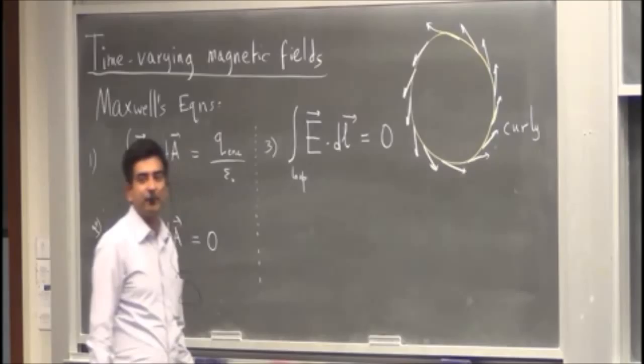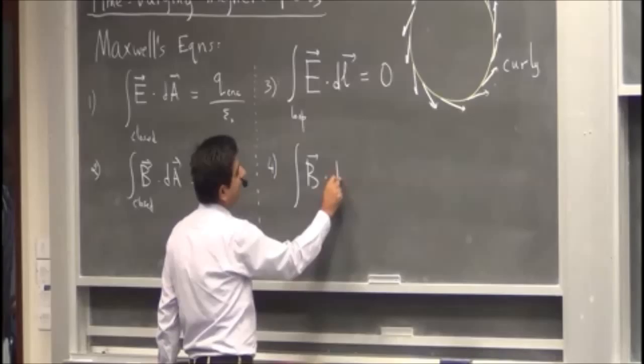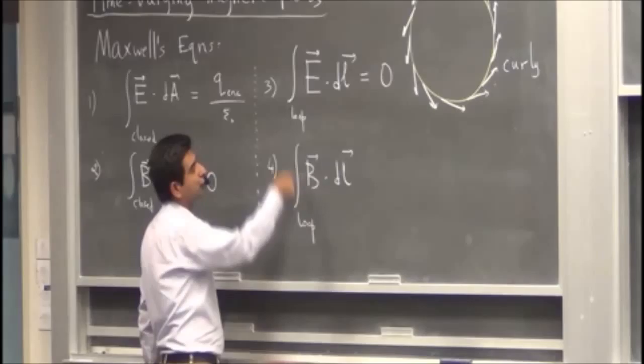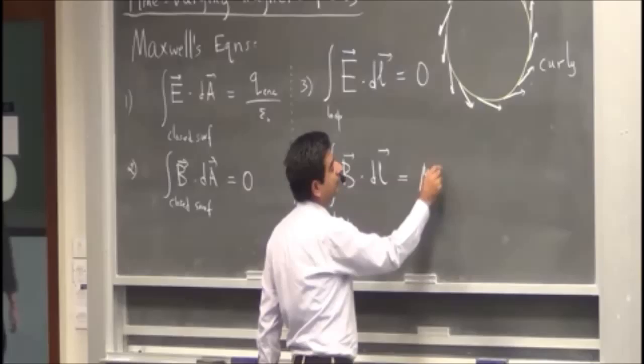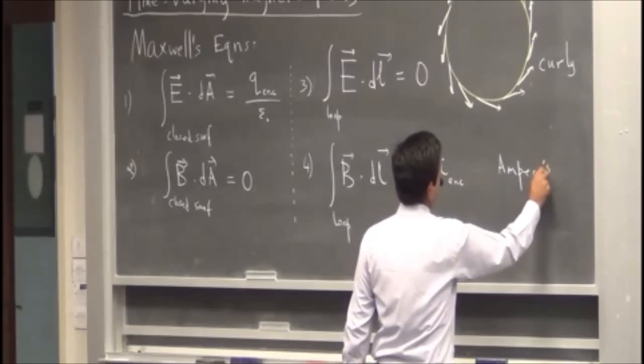The fourth rule that we've seen is B dot dl over a closed loop. So this is a closed loop, closed surface. This B dot dl equals mu naught times the current enclosed, the total current enclosed. This is called Ampere's law. And we've seen several manifestations of Ampere's law.